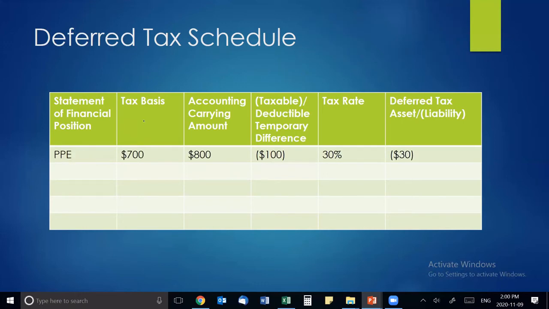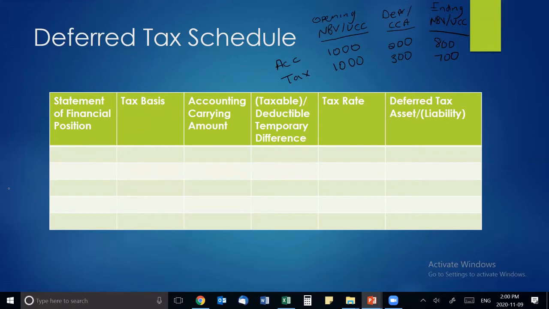Okay, so we have our PPE account, that's our statement of financial position account. So let me just write this on here instead. Okay, so we have PPE. Our tax basis, we're bringing this 700 down. So our tax basis is 700. That's our ending UCC. Our accounting carrying amount is 800. So that's our net book value. Okay. So we've done that. That's how you fill in that part of the schedule.